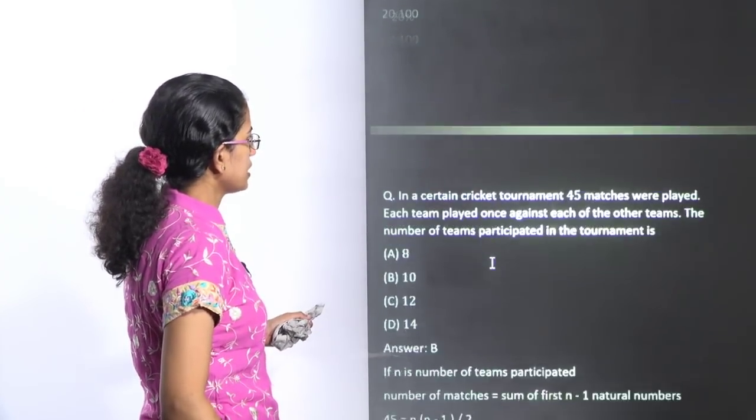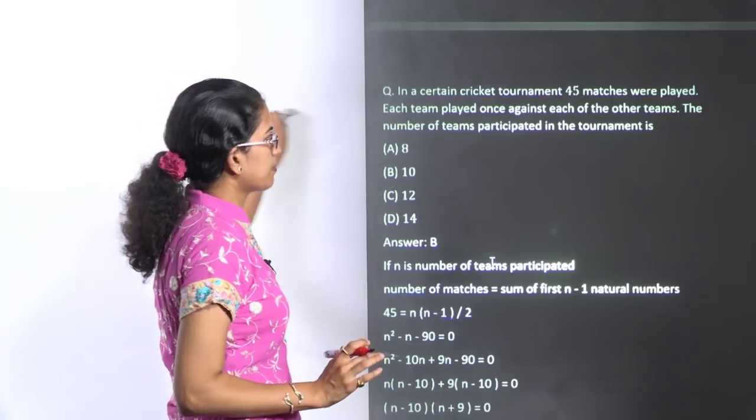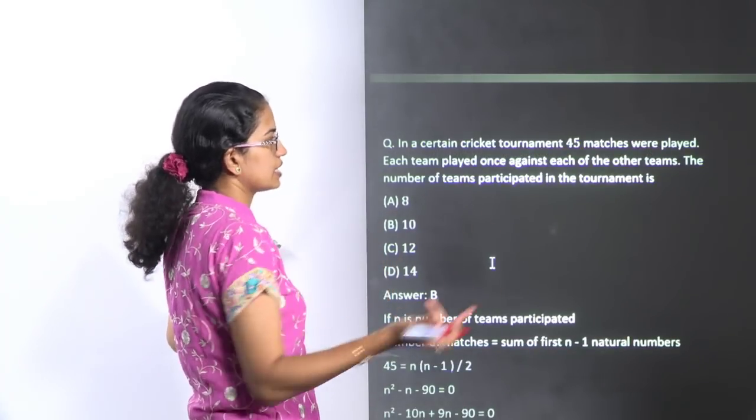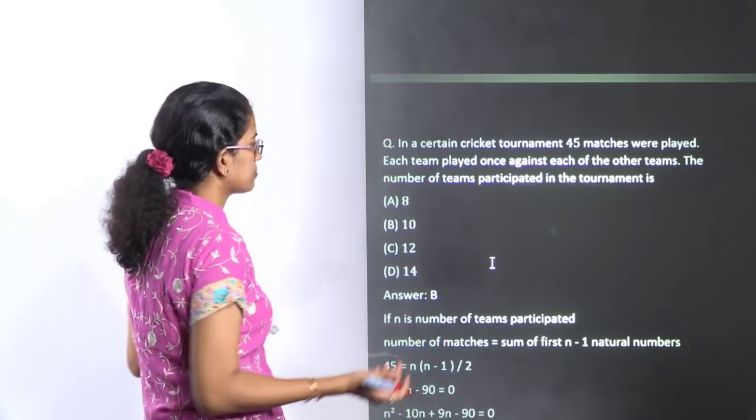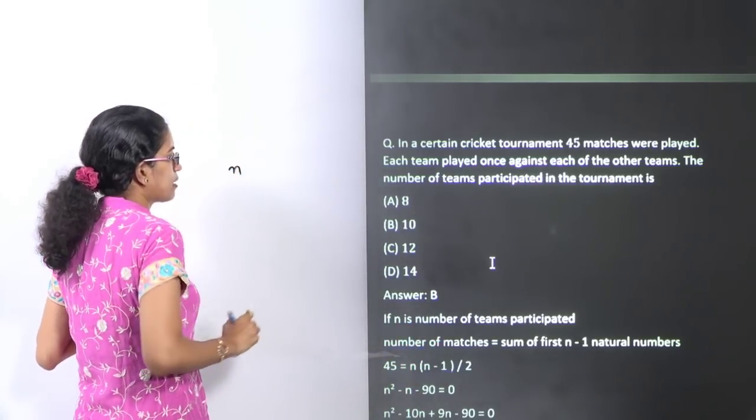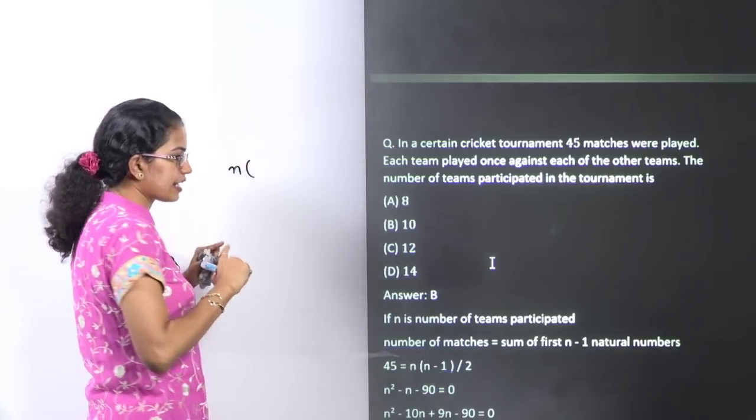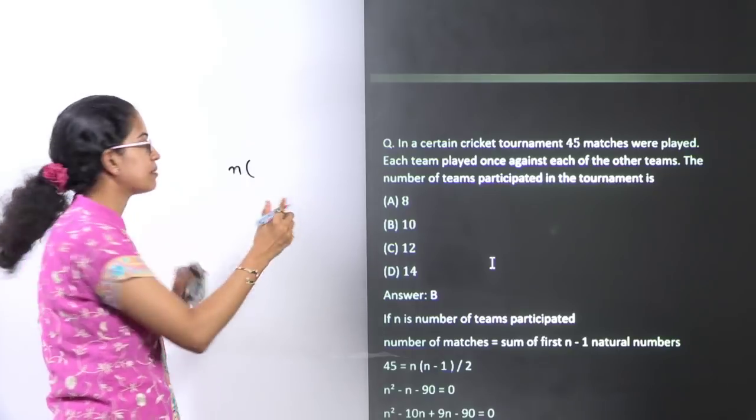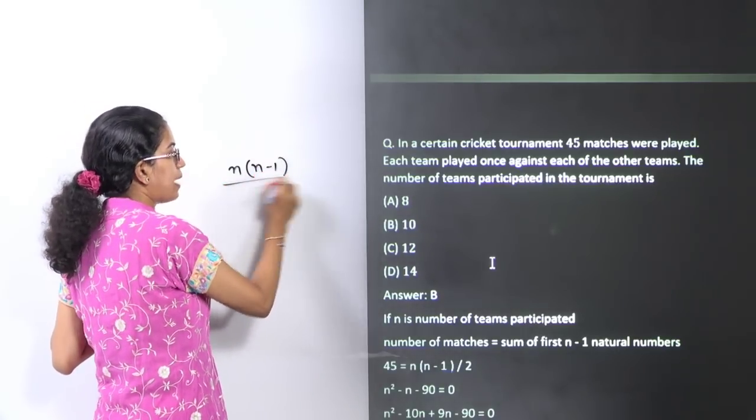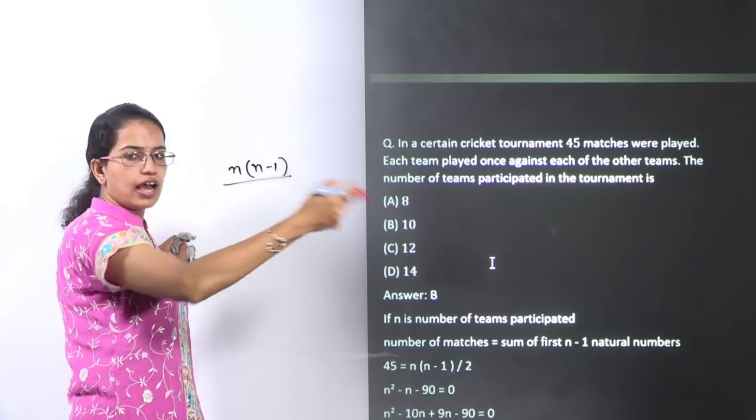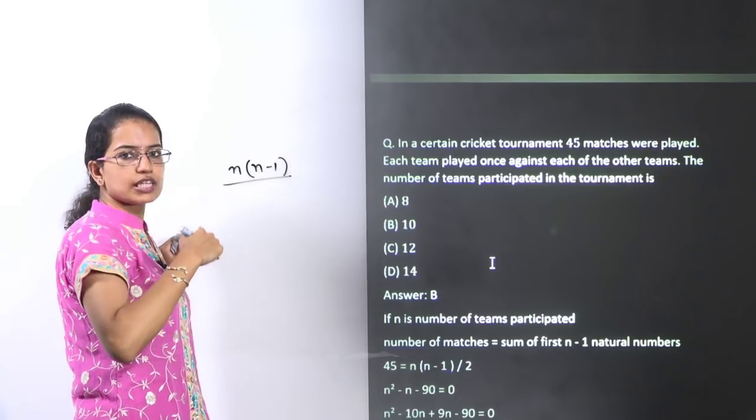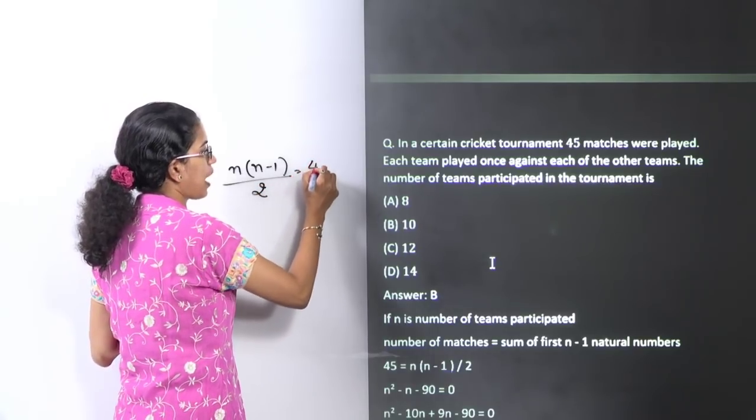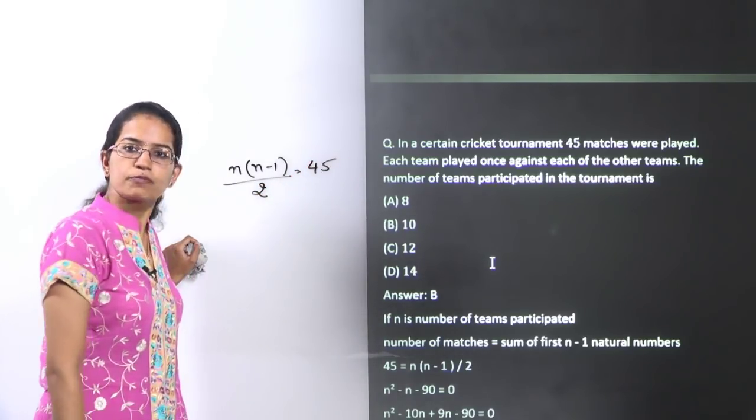Okay. The next question is, in a cricket tournament, 45 matches were played. Each team played once against the other team. How many teams participated? So let's say the number of teams would be n. So one team played with another team. If 10 teams are there, they will be playing 9 matches, so n minus 1. But A plays with B and B plays with A, so there are two things that are common. So I can just divide this value by 2 and say that the total number of matches were 45.